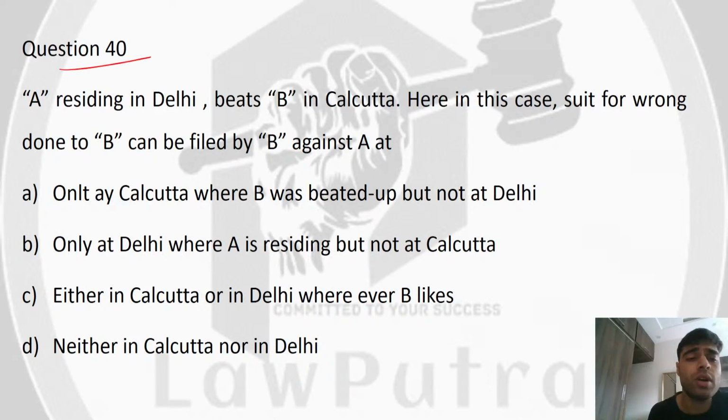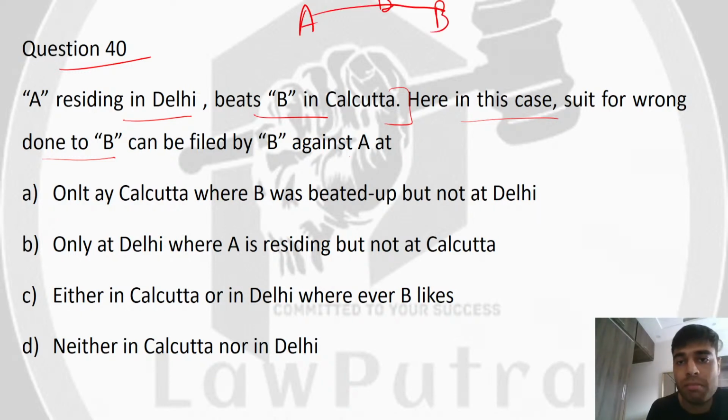Now question number 40. A is residing in Delhi. A, who is residing in Delhi, beats B in Calcutta. Here in this case, a suit for wrong done to B can be filed by B against A. So this is A and this is B. Now A beat up B. A lives in Delhi, and this incident of beating up happened in Calcutta.